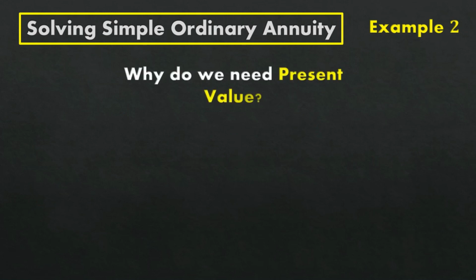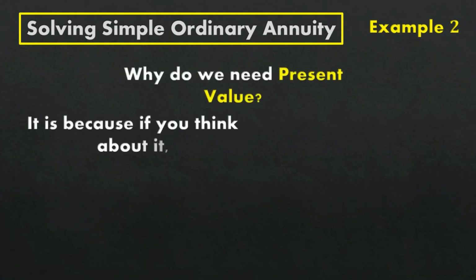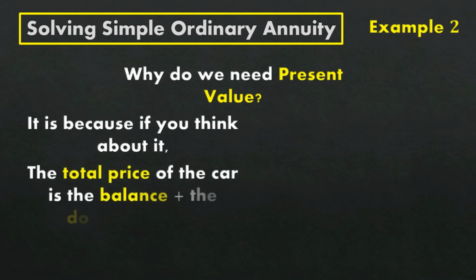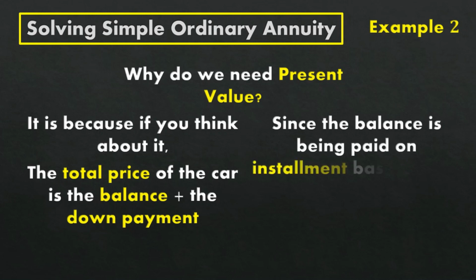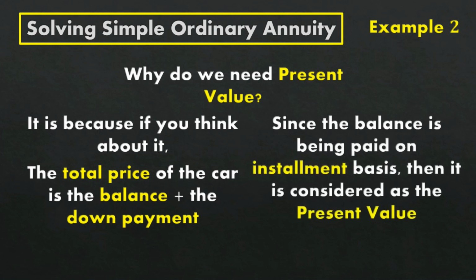And why do we need the present value? It is because if you think about it, the total price of the car is the balance plus the down payment. Since the balance is being paid on an installment basis, it is considered as present value. Let me repeat, why present value? Because the total price of the car is the balance plus the down payment made by Mrs. Batanes. But the balance is being paid on an installment basis, so it is considered as present value.